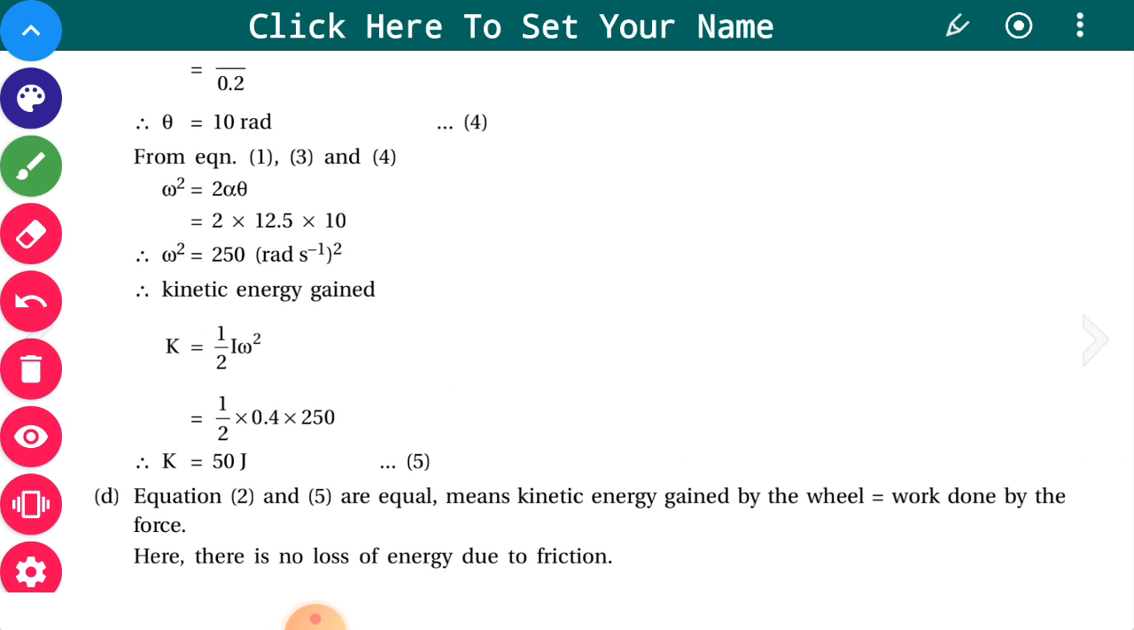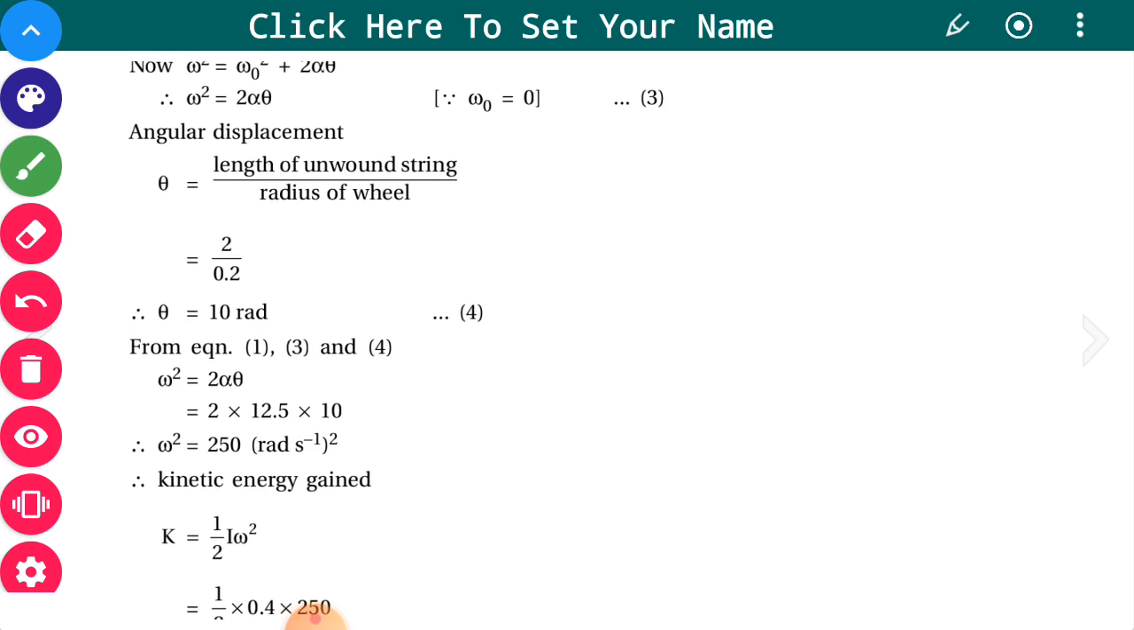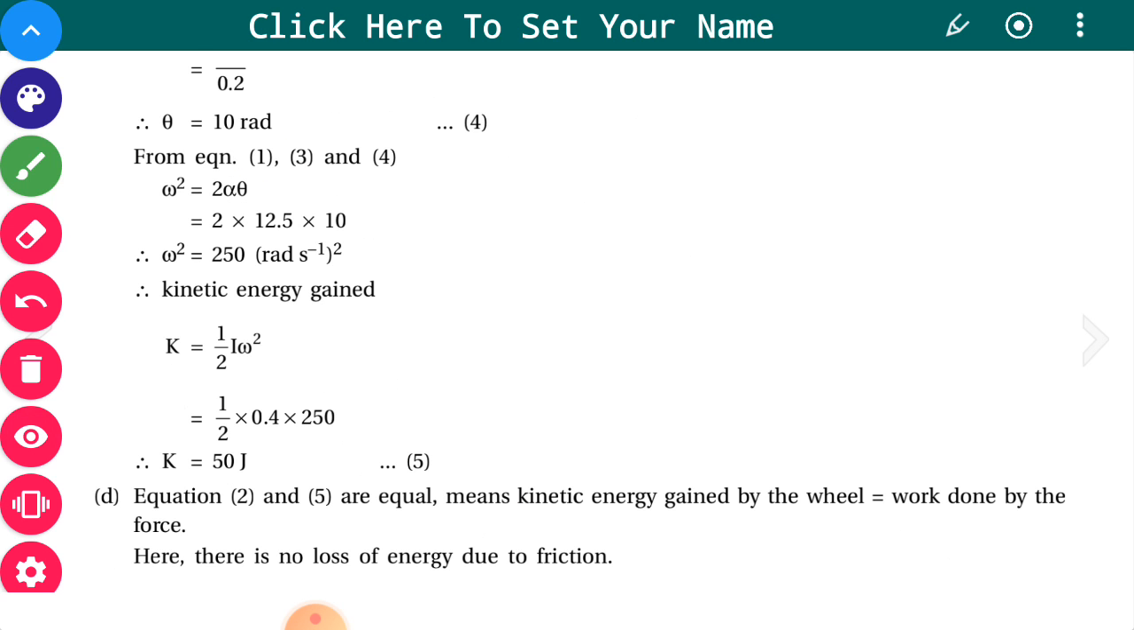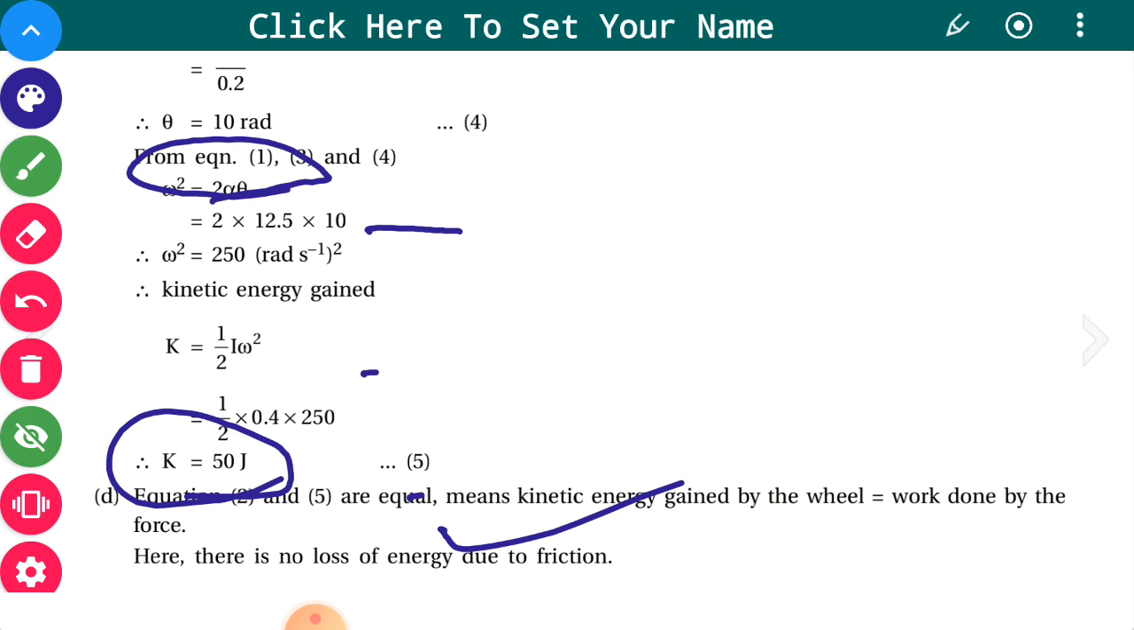Okay, so kinetic energy gained by the wheel is equal to work done by the force. So both the values which you are getting here, they are same. Here also we are having 50 joule. Okay, and according to other calculation also, we have this kinetic energy to be 50 joule. Here there is no loss of energy due to friction.